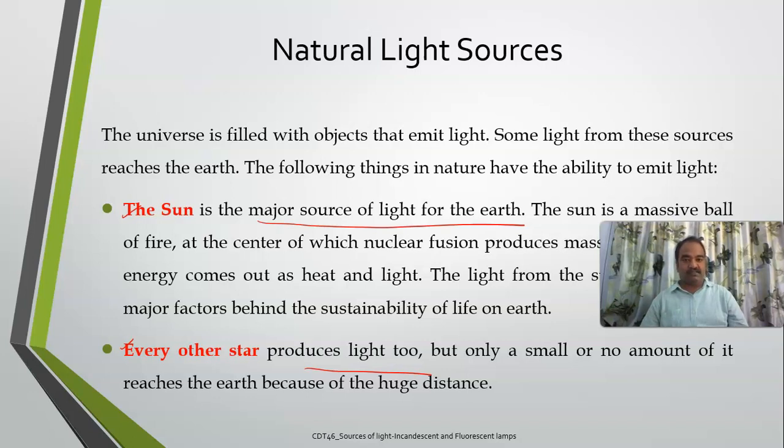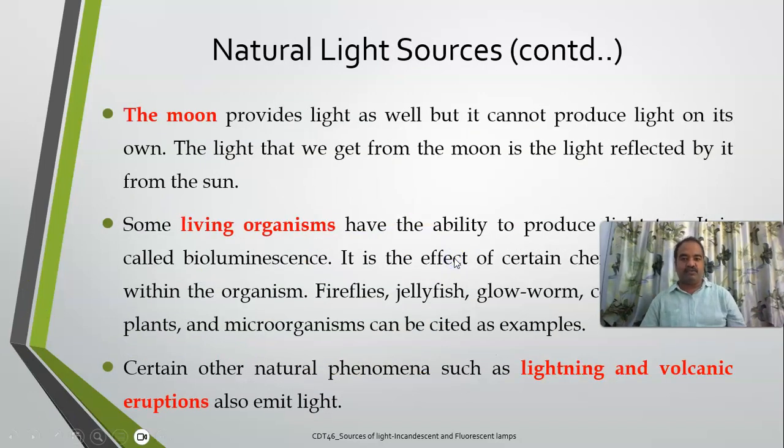So what are the natural light sources? One thing which we find is the moon. Moon is also a source of light for the earth. So the next source, which I call the moon, provides light as well, but it cannot produce light on its own. It's just the light which is reflected from the sun that is being obtained from the moon.